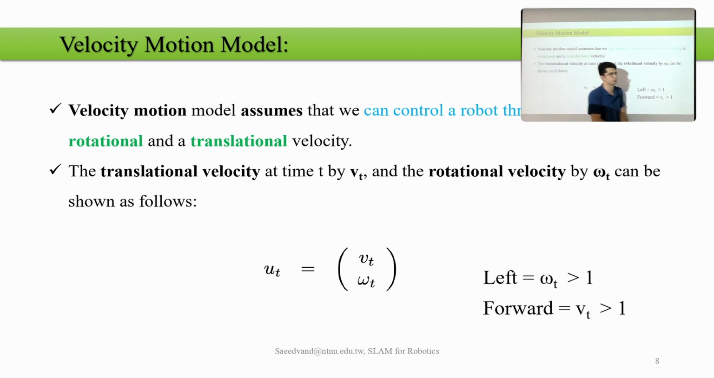We can define some rules for it also. We can say, for example, if the rotation wt is greater than 0, rotate to the left. If it is smaller, rotate to the right. And if it is 0, do no rotation. For forward, the same: if vt is greater than 0, move forward. Zero is do nothing, and negative values move backward.